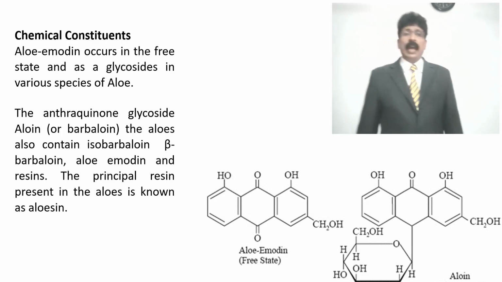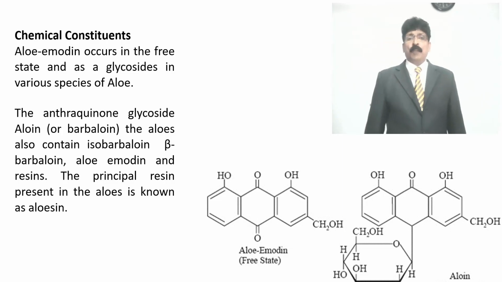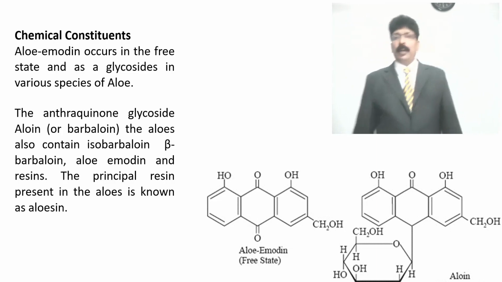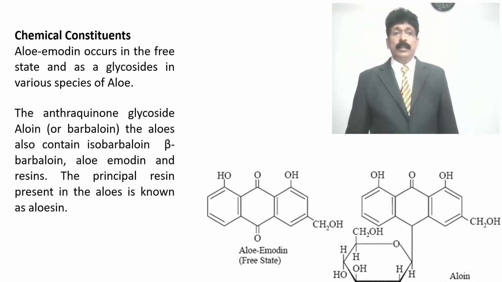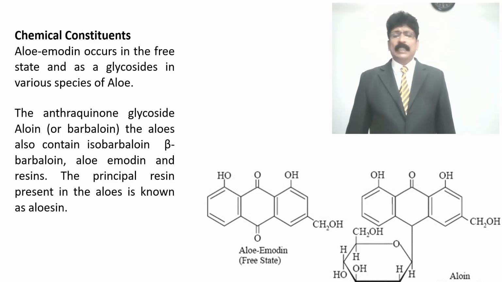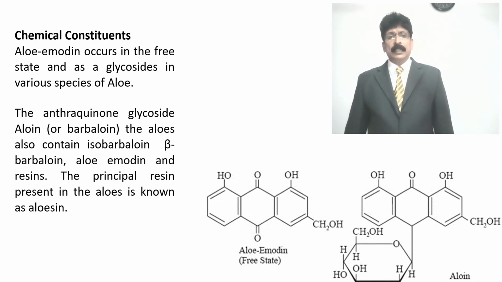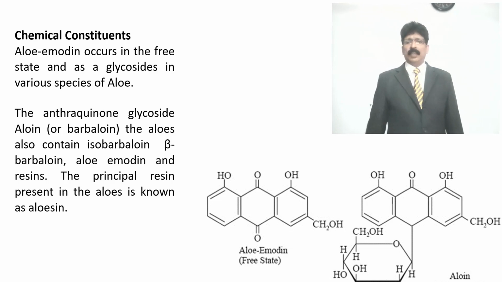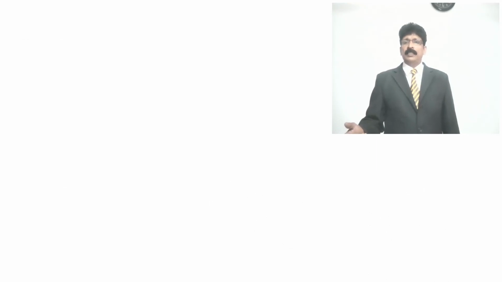The aloes also contain isobarbaloin, beta barbaloin with a beta linkage of glycoside, aloe emodin and resins. The principal resin present in the aloe is known as aloesin. Resin, aloesin, you can remember. Aloin is the glycoside, an anthraquinone glycoside, aloin, you can remember. Understand? Can you follow? Very easy. Barbaloin, isobarbaloin. You should remember these names of the chemical constituents.